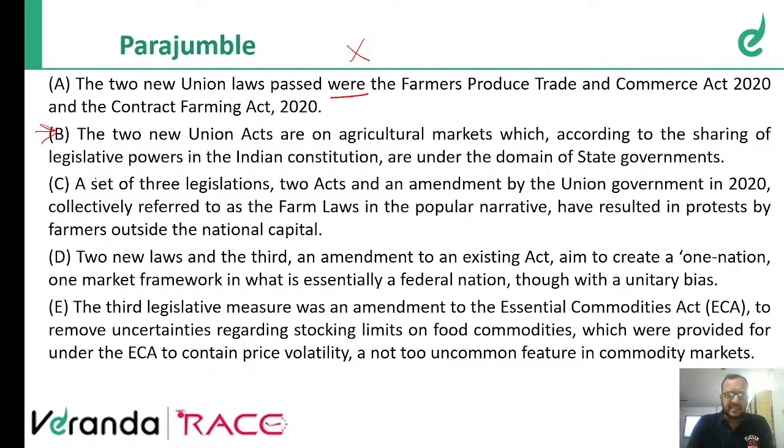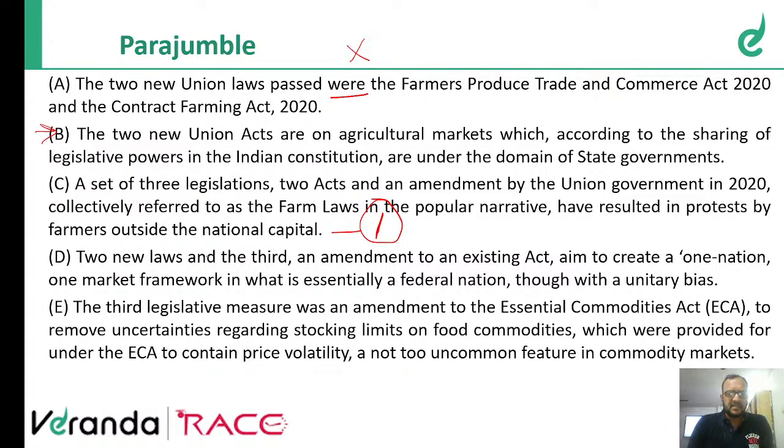Let's study C. A set of 3 legislations, 2 acts and an amendment by the Union Government in 2020, collectively referred to as the farm laws in the popular narrative, have resulted in protests by farmers outside the national capital. So this is the first sentence. It has to be the first sentence because it introduces the farm laws, the 3 farm laws, 3 legislations, 2 acts and an amendment. It introduces the farm laws, so it will be the first sentence.